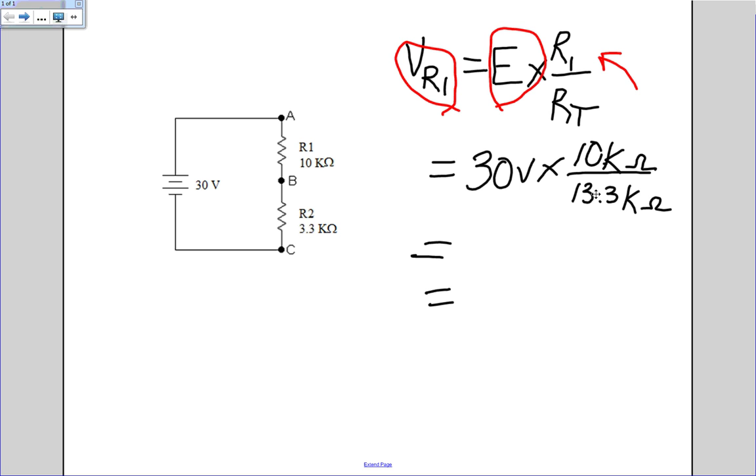Now remember, your resistance total in a series circuit, of course, you simply add them up. So here we're going to compare 10 kilo ohms as compared to 13.3 kilo ohms. And then whatever that percentage is, we're going to multiply that by the source voltage, and that will give us the actual volt drop across resistor 1. So if we actually do the math, we're going to be taking 30 volts, and we're going to multiply it by the ratio of 10 divided by 13.33, which is 0.75.